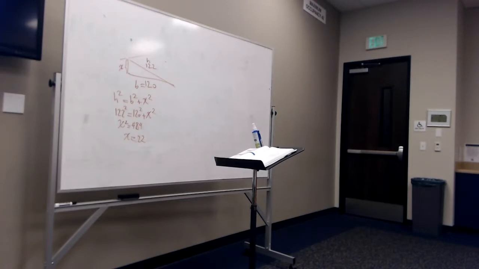Polygons, perimeters, and tessellations. We want to talk about the relationship between area and perimeters. Shapes can have the same perimeter with different areas. I don't know if you can see that, but it's in your PowerPoint.